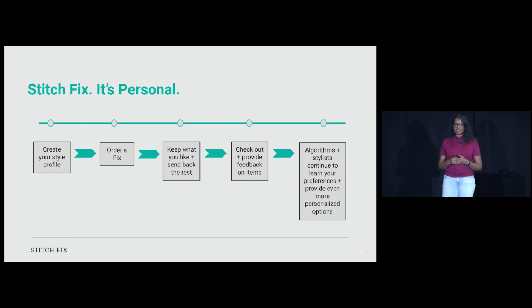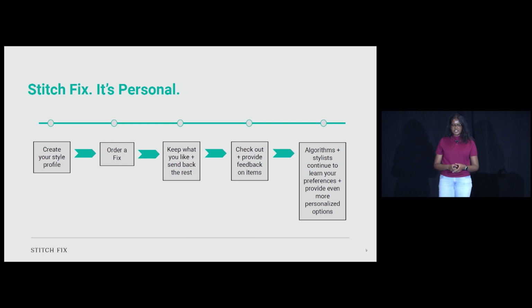This is what a typical client journey looks like. When we have a new user, we ask them to create a style profile, which is where they provide some information about what kind of styles they like, what their dimensions are, what their price point is, what brands they like. And based on this information, they order a fix. A fix is typically a box of 5 items that we send them based on what we think they will like. Once the user receives these items, they can keep what they like, return what they don't like.